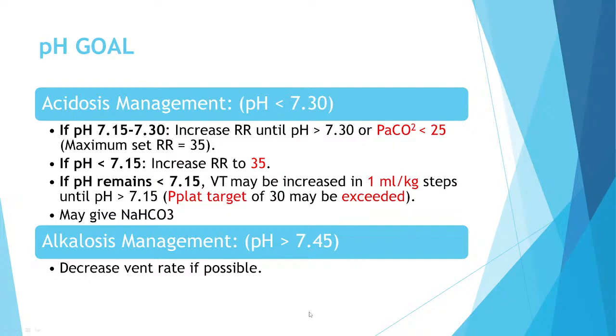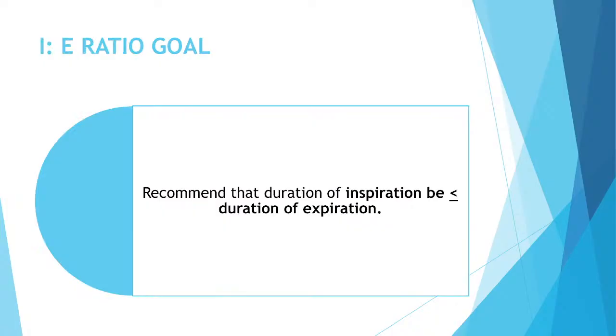If pH still remains less than 7.15 regardless of increasing the respiratory rate to 35, you will increase the VT in 1 ml per kg steps until the pH is more than 7.15, and here is the only place where you can exceed the plateau pressure limit of 30. And you may also consider giving soda bicarb depending on the clinical condition of the patient and the response that you need from the patient.